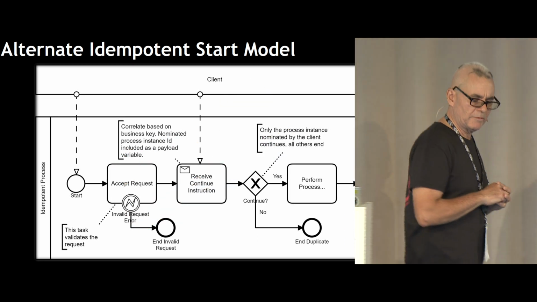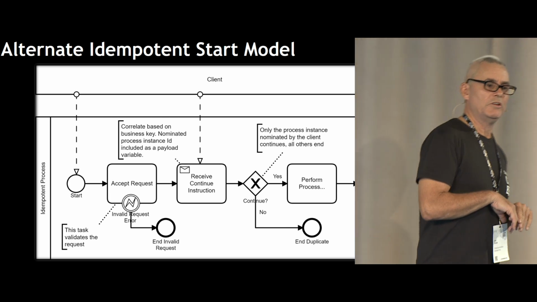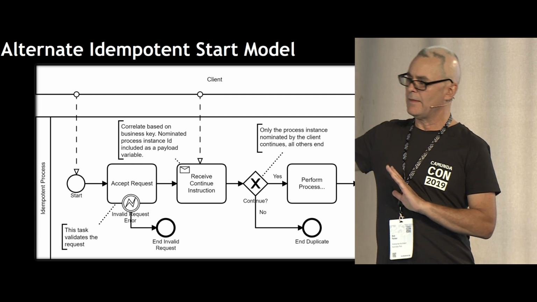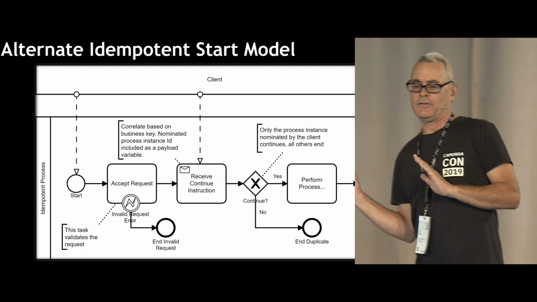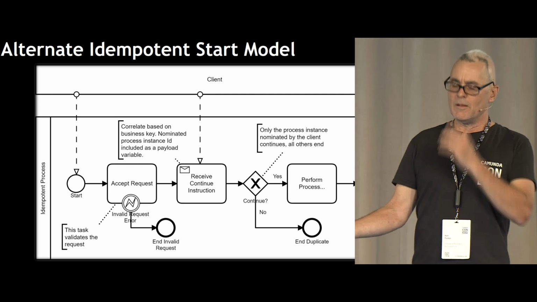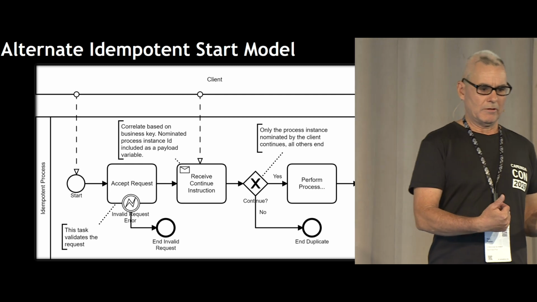But there's a problem with that, which is what if the client wants to know which particular instance actually completed the process? That prime model doesn't work because as far as the client's concerned, a process instance worked and there was only one. But what if I need to know which particular one?